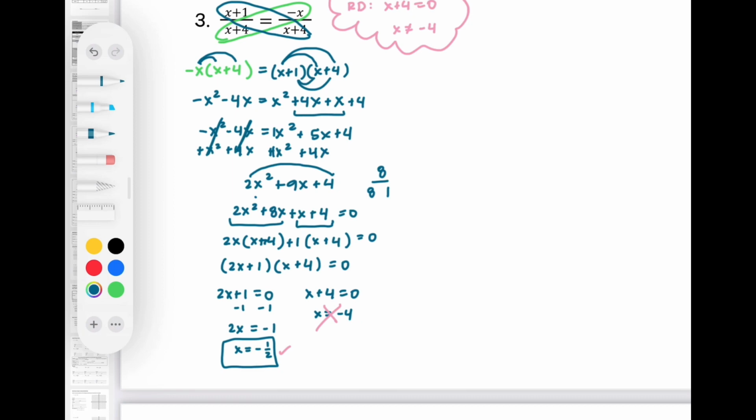You can also kind of tell from here where you got this factor, x plus 4, if that same factor is in the denominator, then you know it's not going to work. So if they match, then it's not going to be a good solution.